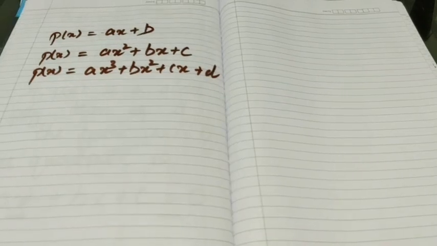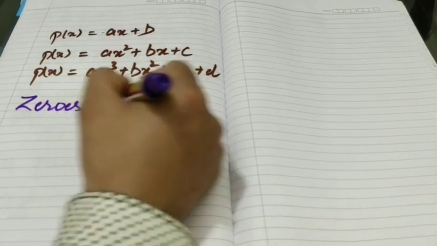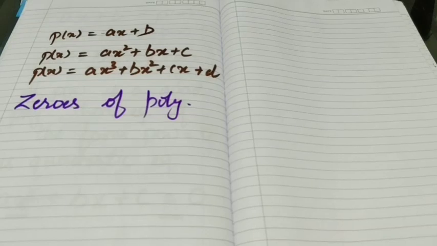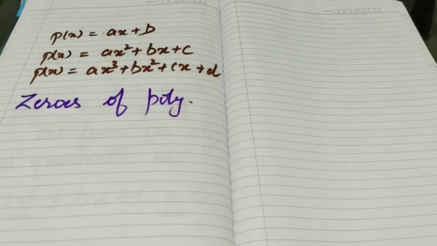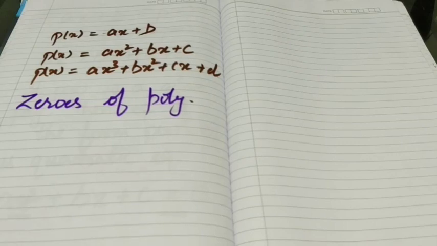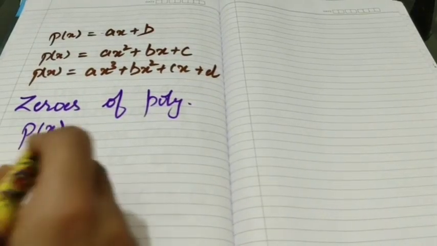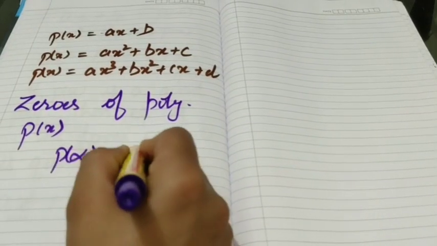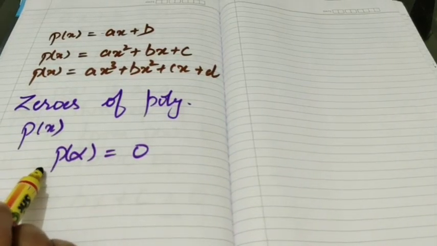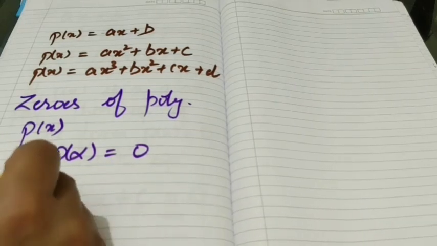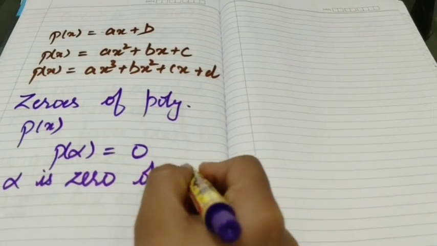While doing polynomials, we did one term, that is zeros of polynomials. By the term zero of a polynomial, we actually mean that value of the variable for which the value of the whole polynomial becomes 0. For example, let p(x) be any polynomial, and for alpha, if p of alpha becomes 0, meaning if we replace x by alpha, and by doing that the value of the polynomial becomes 0, then alpha is a zero of the polynomial.